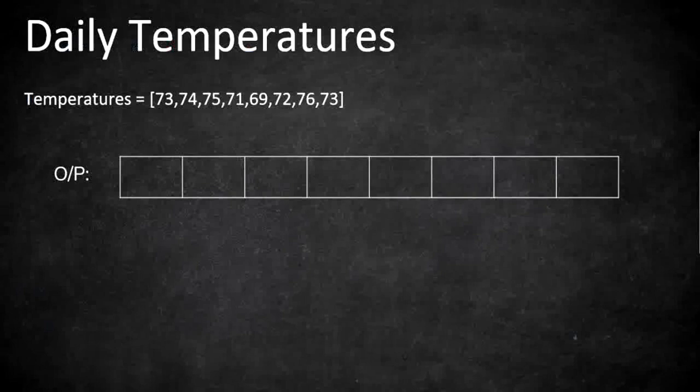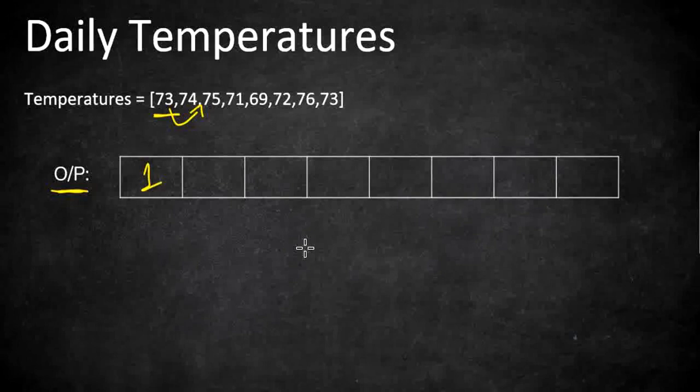Here's a given input array and we have to fill in our output array, answer, that has the number of days we have to wait for a warmer day. So let's start from the very first day. The temperature is 73 and the next day is 74. So we have to wait exactly one day to reach a warmer temperature than the current temperature. So we are putting 1 in the output.